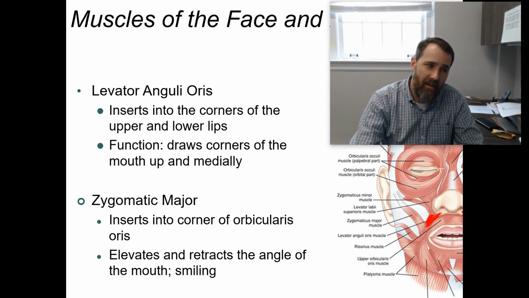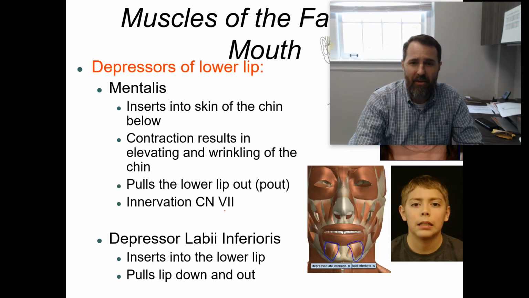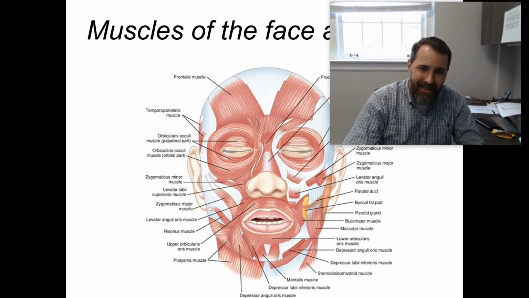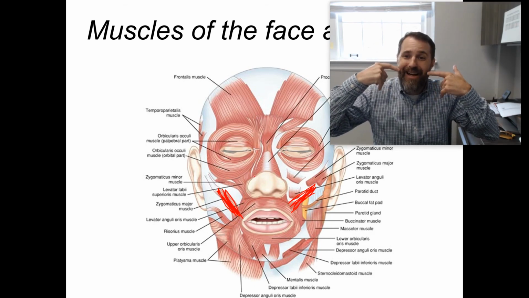The last elevator of the lip we're going to talk about is the zygomatic major. And this is the one you can think of wholeheartedly as the smile muscle. This is the one that is responsible for retraction of the corners of your mouth in a way that is going to give you a nice big smile. So looking at the zygomatic major here, you can see if it's at this angle, then that is going to really pull the corners of your mouth up and back.